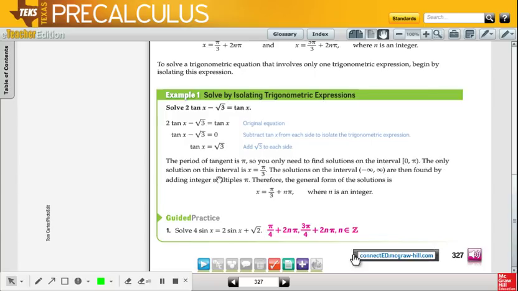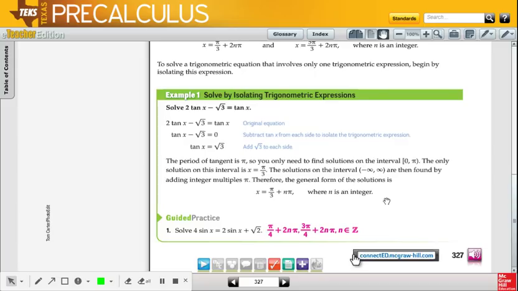The only solution on this interval is x equals pi over 3. The solutions on the interval negative infinity to infinity are then found by adding integer multiples of pi. Therefore, the general form of the solution is x equals pi over 3 plus n pi, where n is an integer.